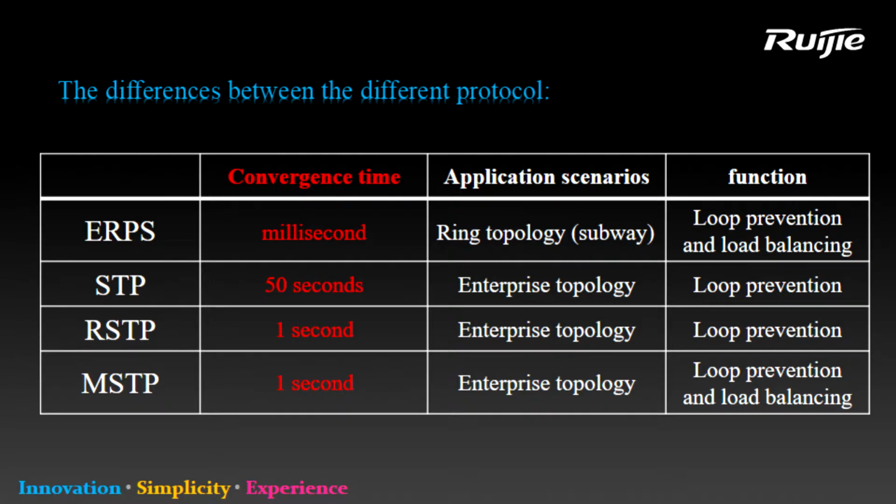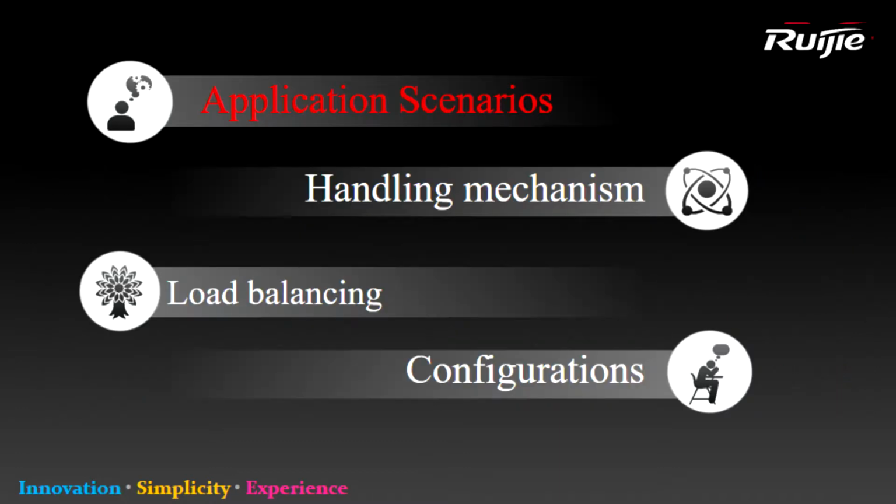In this slide, we can see the specific differences between ERPS, STP, RSTP, and MSTP. According to the Excel, we can see the convergence time of ERPS is the shortest, and it can realize loop prevention and load balancing too.